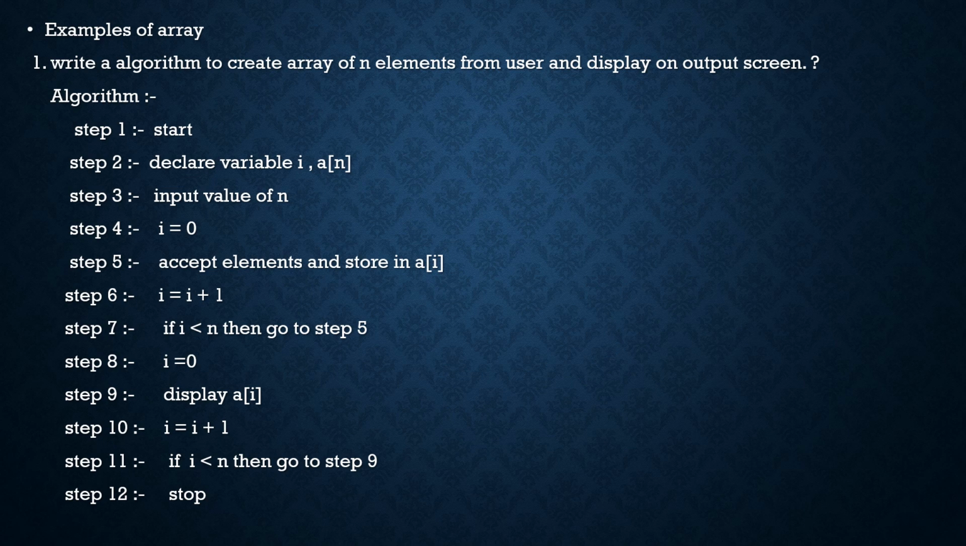Step 3, input the value of n. In a of n we will input the values. So let's input the value of n is equal to 5. Okay, now step 4, I is equal to 0. So basically we'll define I as 0. In step 5, accept element and store in a of I. We'll accept the elements and we'll store them in a of I. Okay, now in step 6 we'll increment the value of I.